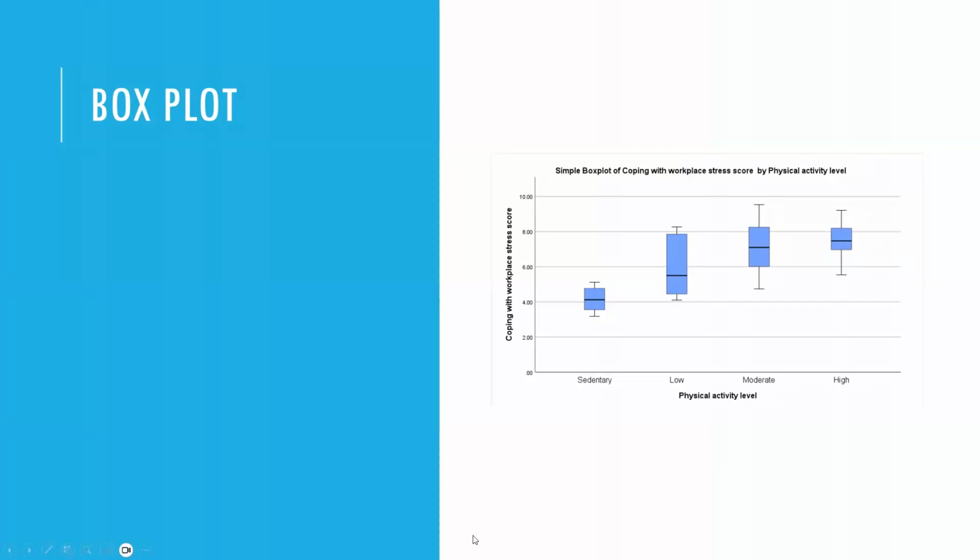And like we shared, the box plot is a good way to visually represent differences, for example, a one-way ANOVA would be an example there.